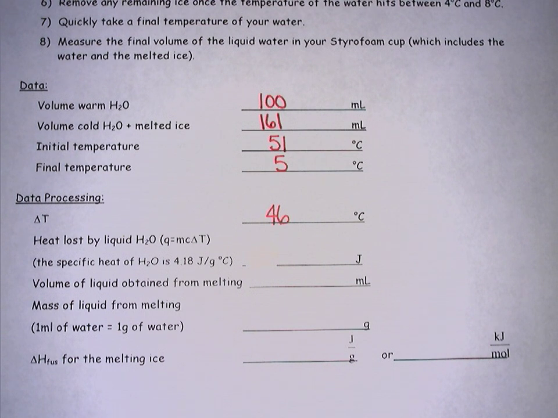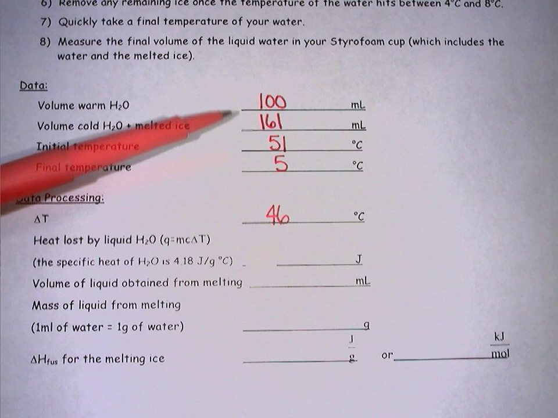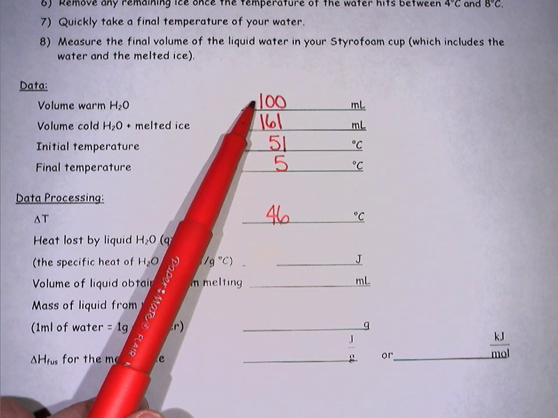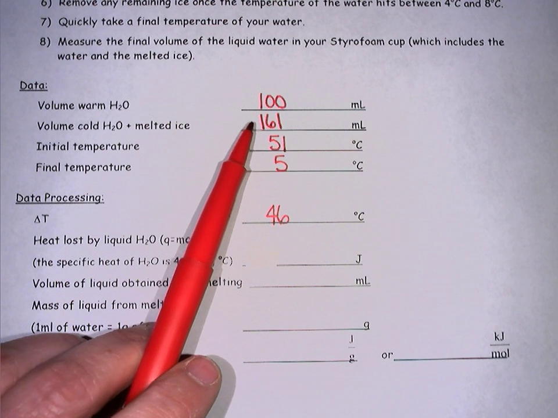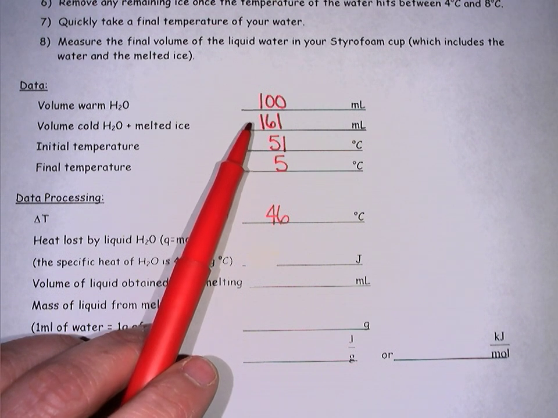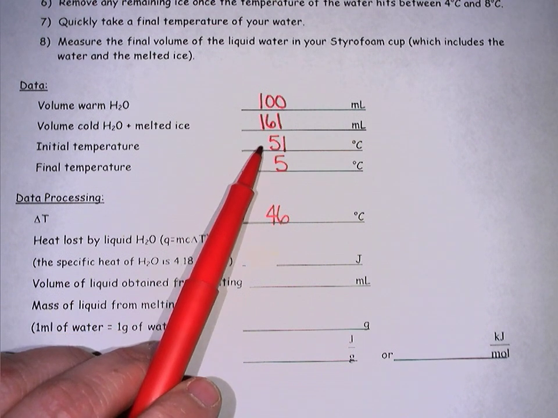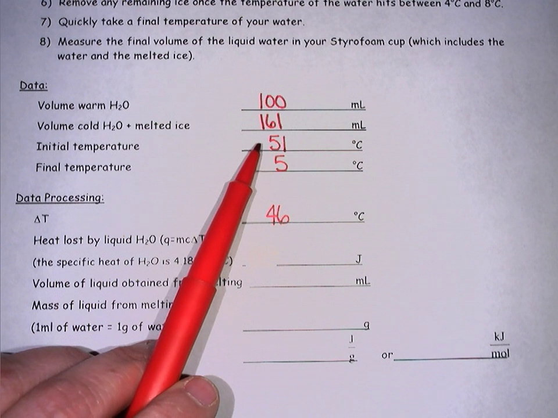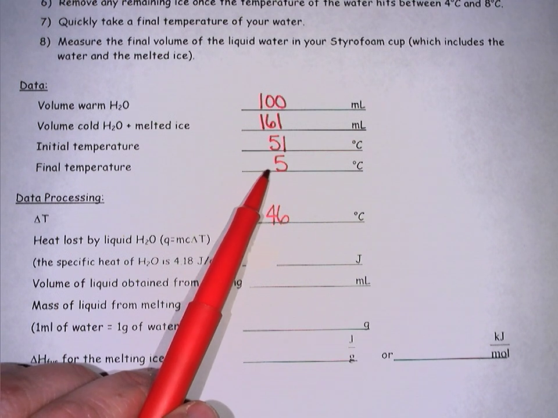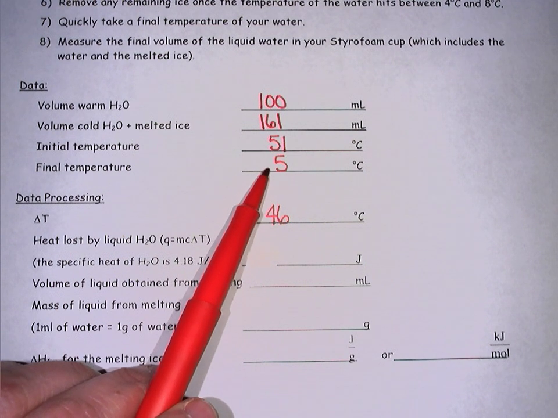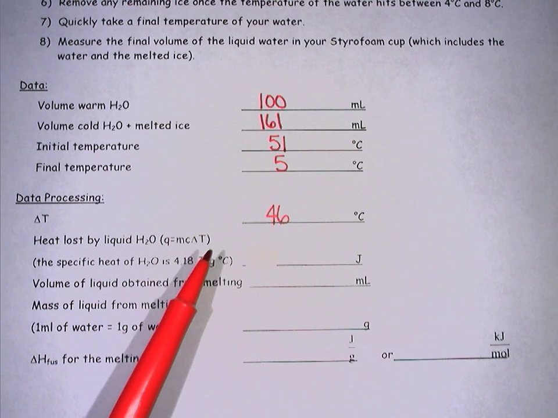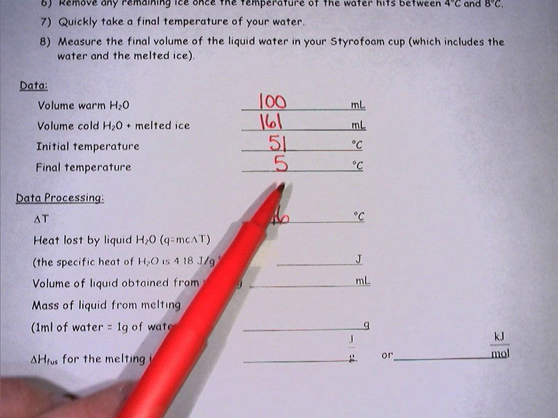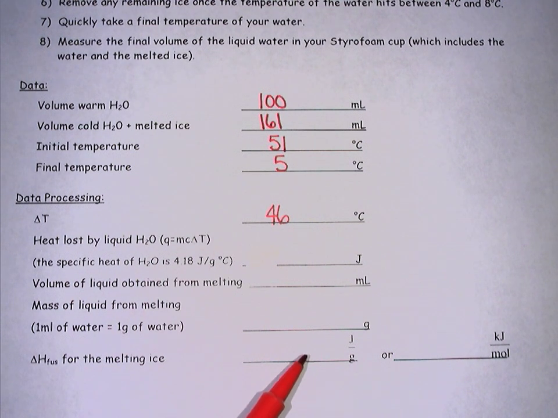So what I did is I came up with just some data here. Starting with the 100 milliliters, after you melted the ice, it turned out to be 161 milliliters total. Your starting temperature, mine happened to be 51 degrees, and the ending temperature after the ice was melted was 5 degrees. And then I pulled out any extra solid ice that was still in there. By using this data that I collected, I can figure out my heat of fusion down here.